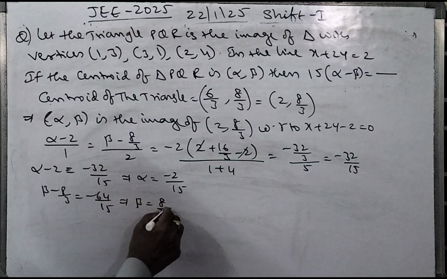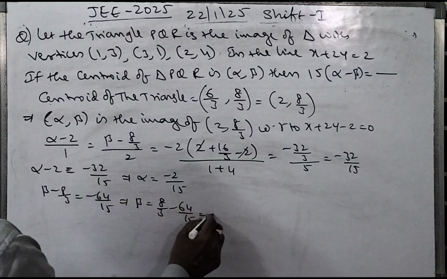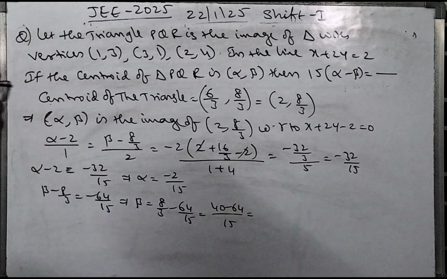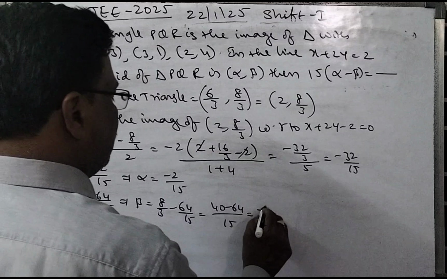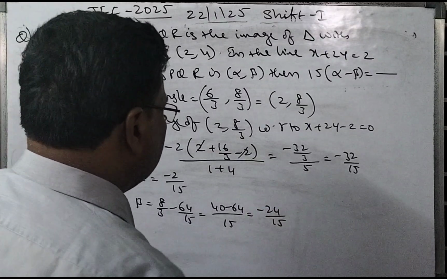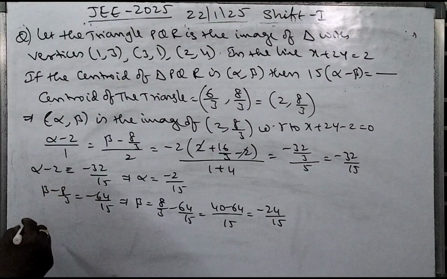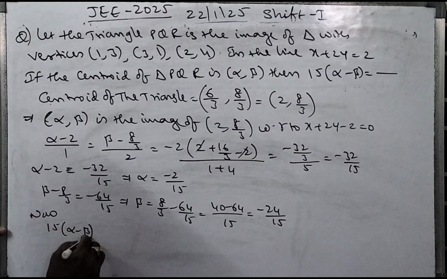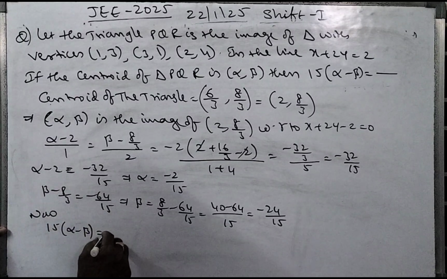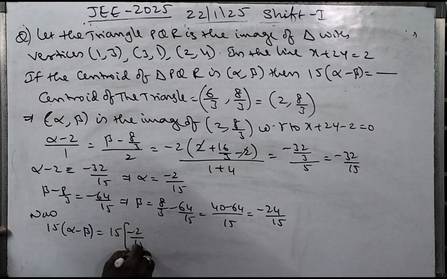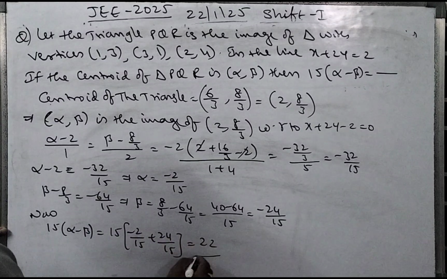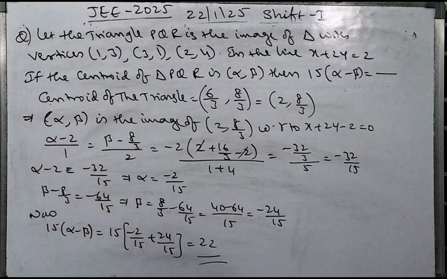Similarly, beta minus 8 by 3 is equal to minus 64 by 15. Beta is equal to 8 by 3 minus 64 by 15. 15 is the LCM. 40 minus 64, minus 24 by 15. Now he is asking 15 of alpha minus beta. So 15 of alpha minus beta. 15 into alpha is minus 2 by 15. Minus into minus plus 24 by 15. Answer is 22. Okay, a very simple problem they have given this time from the straight line chapter.